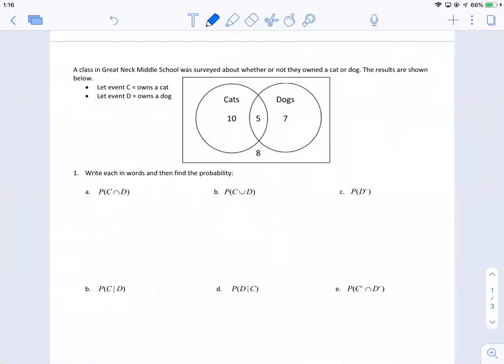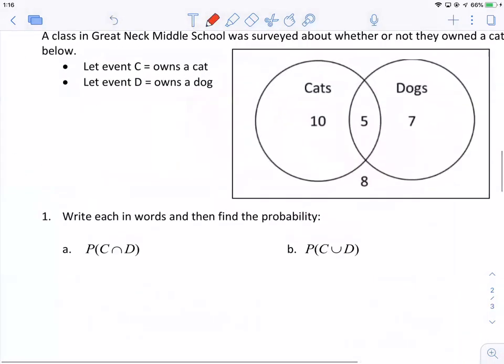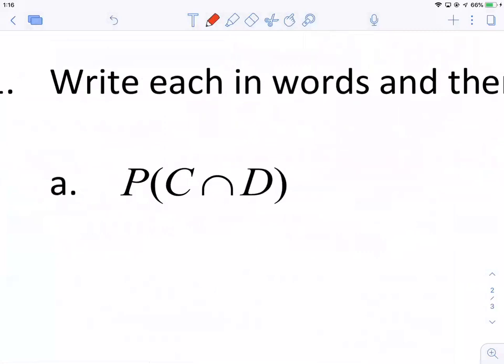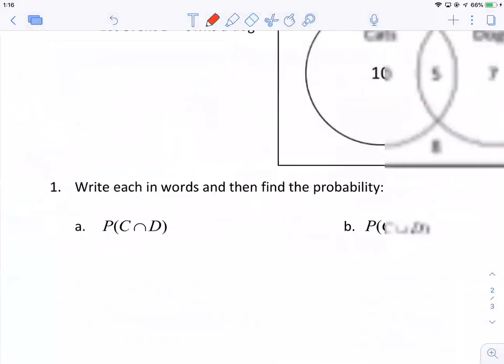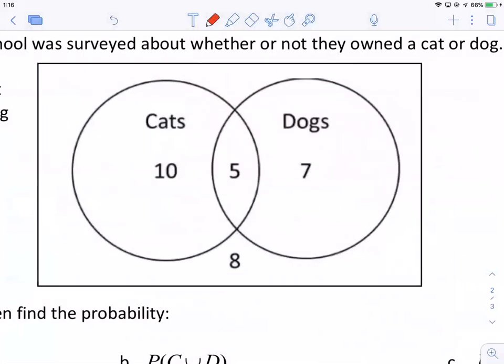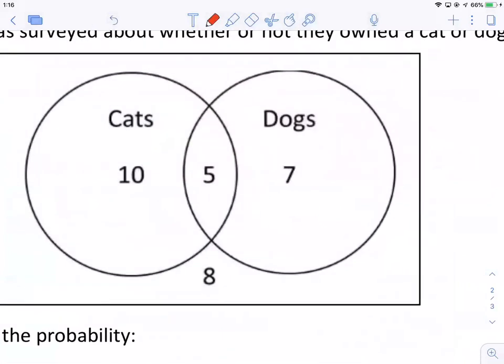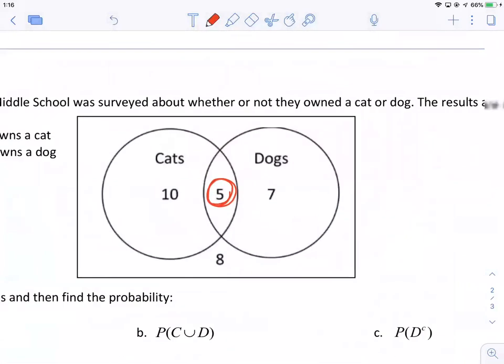Write each in words and then find the probability. All right, so let event C equal owns a cat, let event D equal owns a dog. So P of C and the symbol D, right? We should know what that symbol means. That means and. So what's the probability of owning a cat and a dog? Well, let's take a look at our diagram. 5 people own both a cat and a dog.